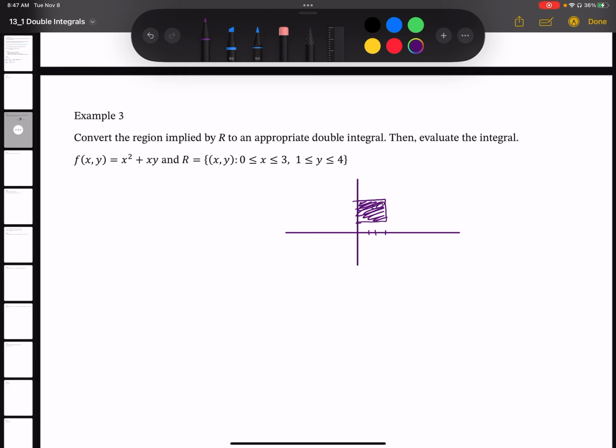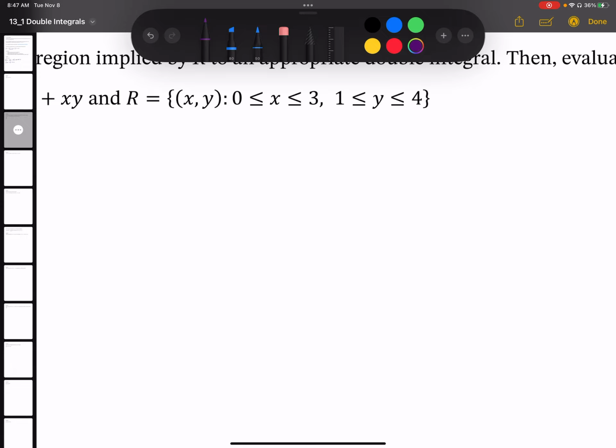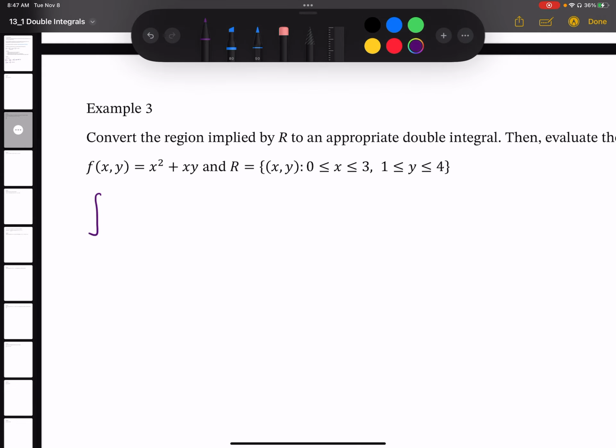We're integrating over this region. Sometimes it doesn't matter the order in which you integrate, and sometimes it does. We'll see in this example, because these are polynomials, it won't matter the order that we integrate. Neither direction is going to be harder. So we'll say we integrate x last, so we'll put the x on the outside. We'll integrate from 0 to 3 for the x, and then from 1 to 4 for y. So then we have x squared plus xy, and we'll have dy and dx.